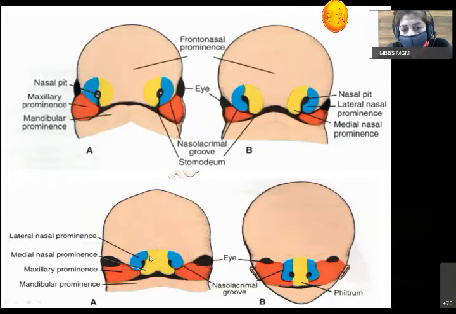the medial nasal processes, the yellow part, come close to each other and form the intermaxillary segment. So intermaxillary segments are formed because of the fusion of medial nasal processes. From where have these medial nasal processes come? Ultimately, they have come from the frontonasal process only. So we know the three components of the intermaxillary segment.